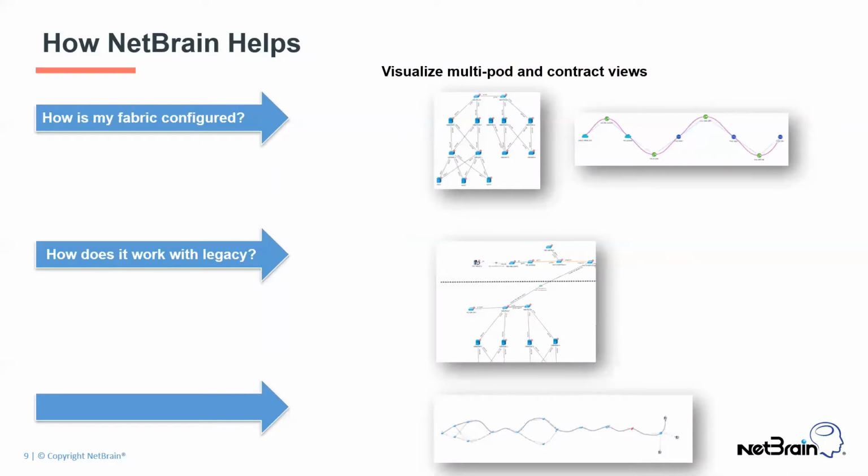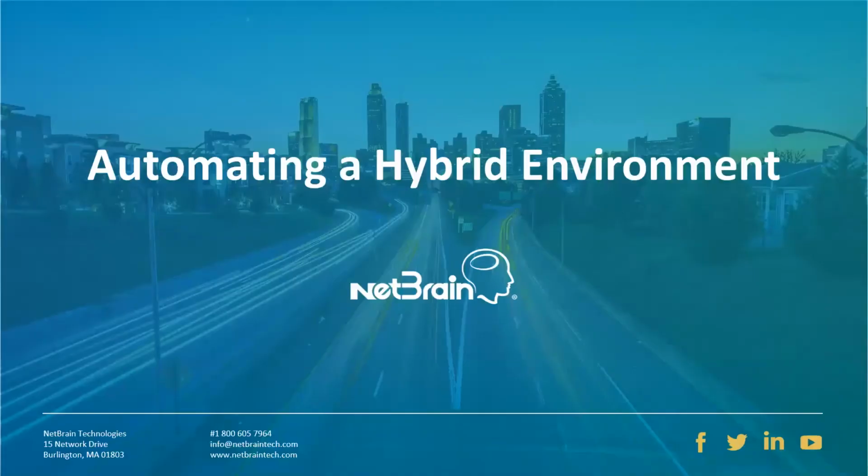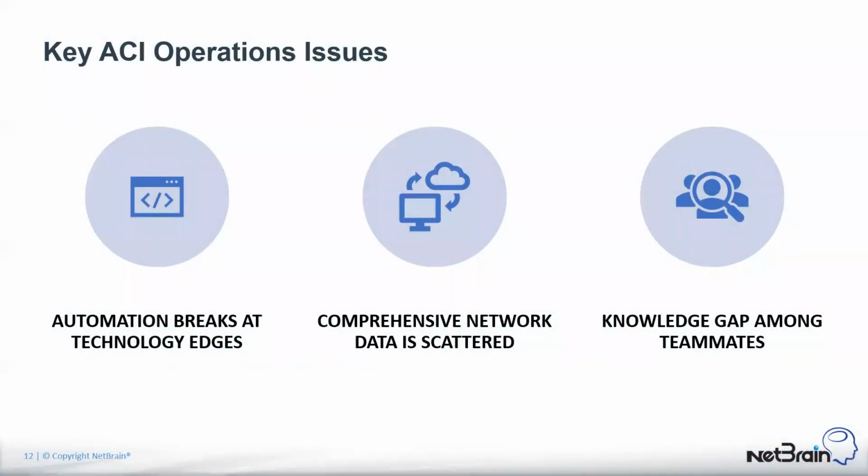Now we're going to go into automating a hybrid environment. So this is the second part of it, right? This is not just about figuring out what it looks like. This is about figuring out what's wrong. And if you're in an ACI troubleshooting instance and you have to deal with a larger, heterogeneous environment, you're going to notice a few things.